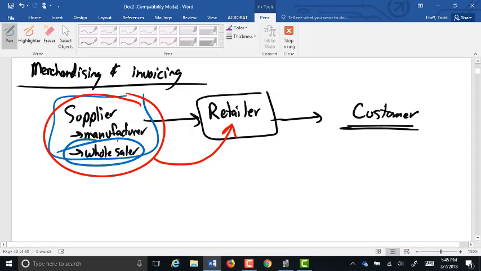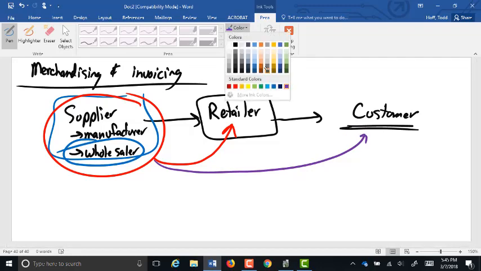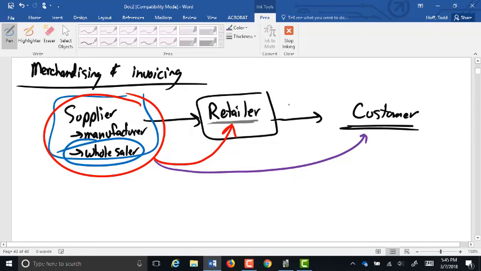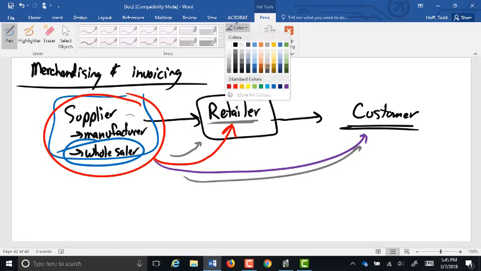Now, sometimes those manufacturers and wholesalers will sell direct to a customer. Because of that possible direct link, there has to be some incentive for retailers to purchase that product. Well, why would a supplier want to sell it cheaper to a retailer than it could sell it directly to the consumer? Well, a couple of reasons.